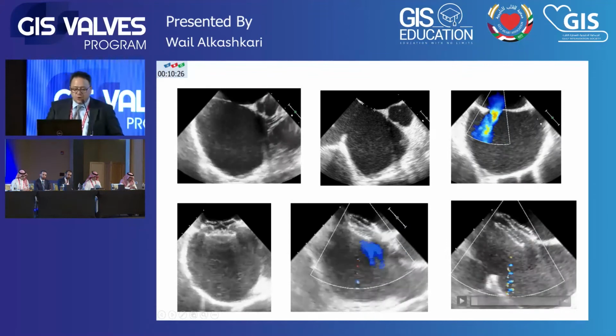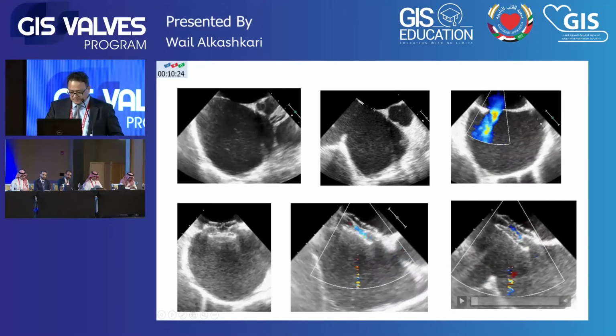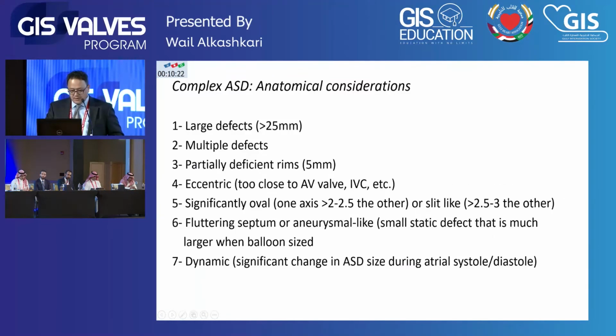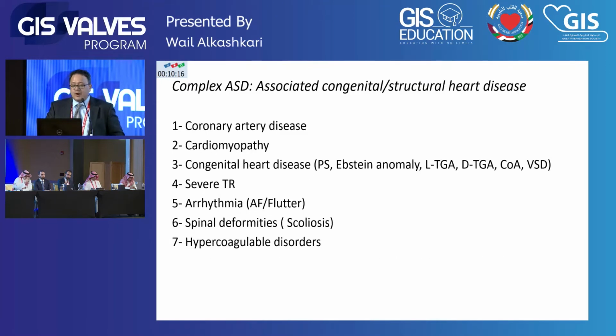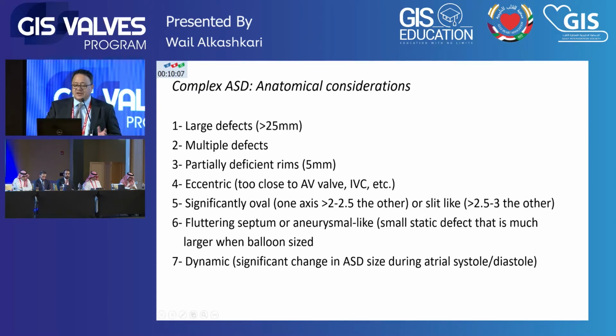Okay, this is my talk. It is about complex ASD. Complex is not only anatomical consideration. It's three things. Anatomical or associated congenital structural problems make your life difficult in deciding to close or not, and physiological. So anatomical: large defect, by definition 25 millimeters. Some people say 30, some say 36, some say 37.